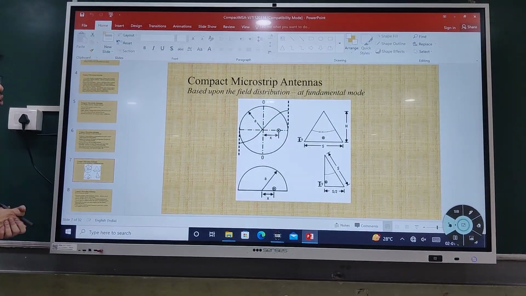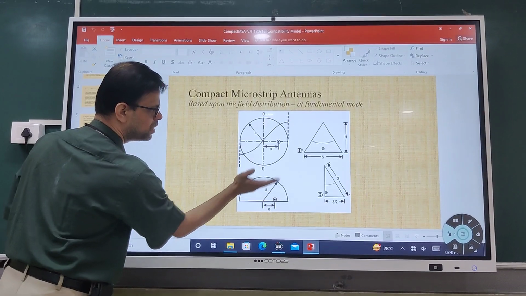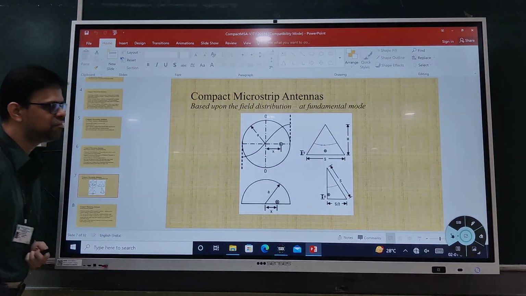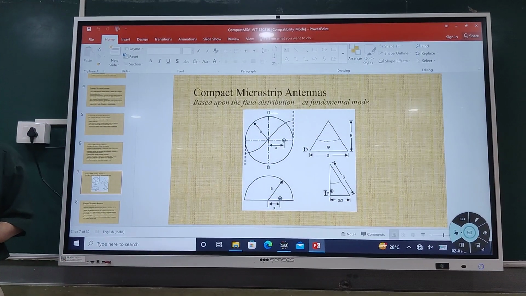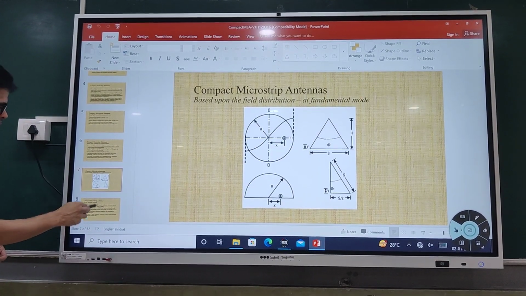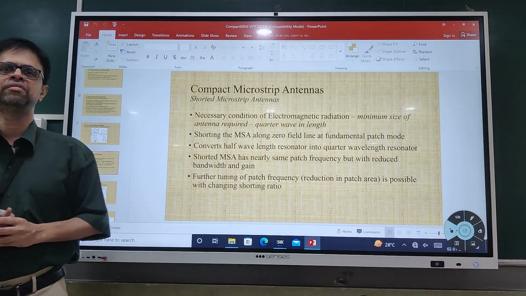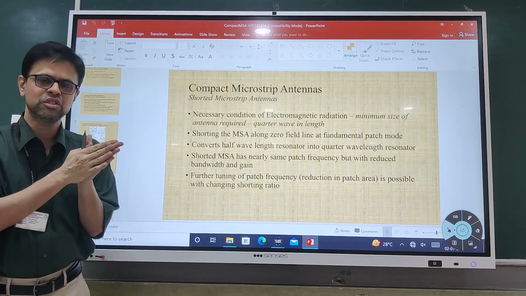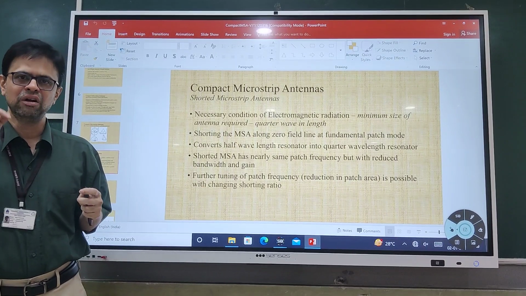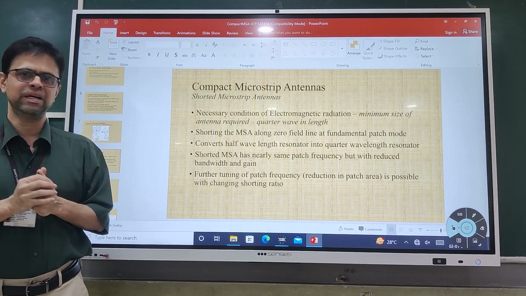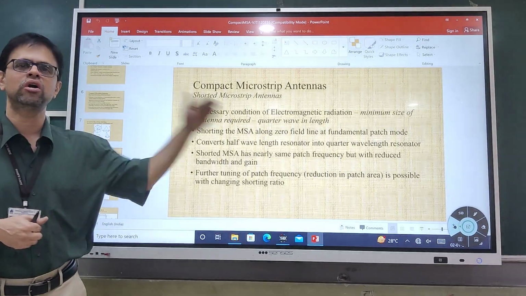Now here I have shown those two structures. As I explained, this is the field distribution, and based on that you go from here to here, and this is the distribution for the equilateral triangular patch. From that you go to the half equilateral triangular geometry. So here we have covered the basics of compact antenna design using the equilateral triangular geometry and the circular microstrip antenna. Now later we will talk about compact designs using a shorting technique.